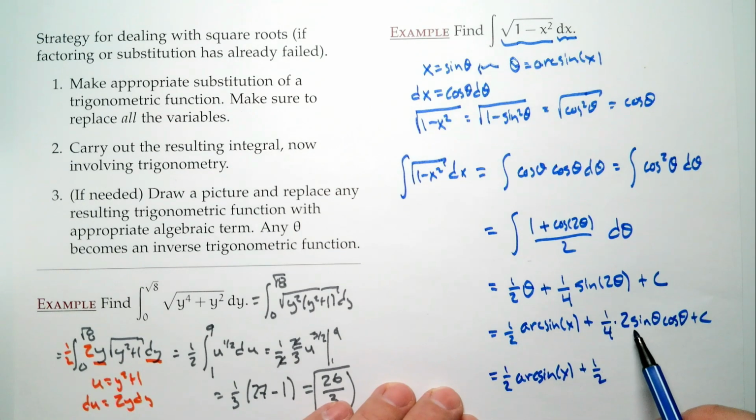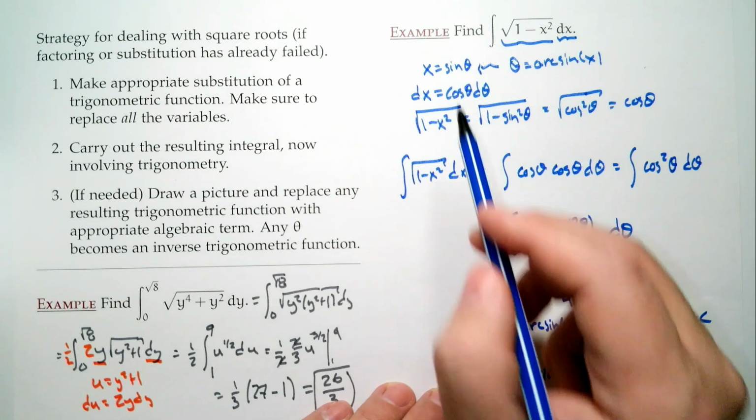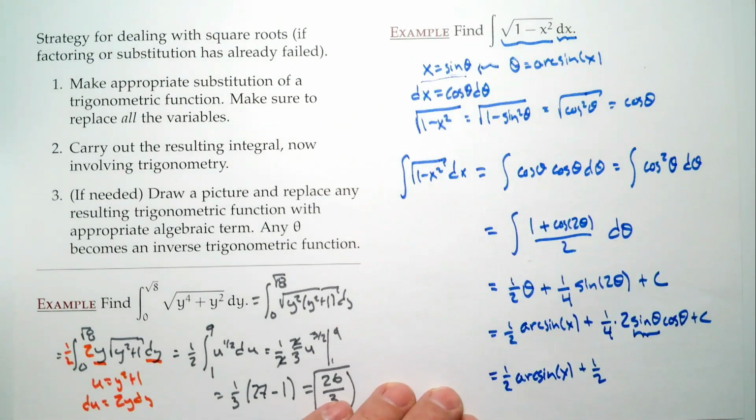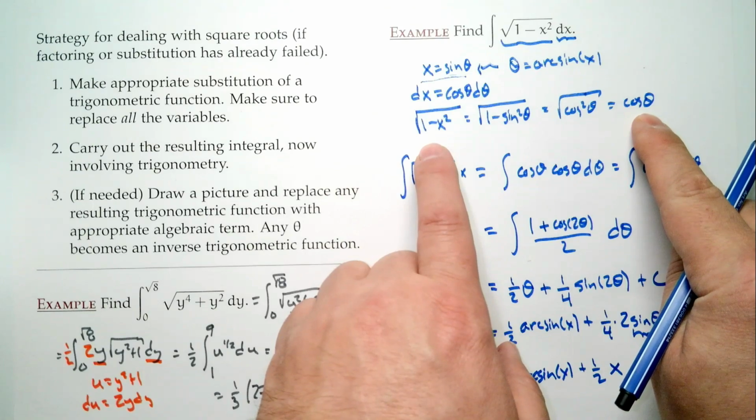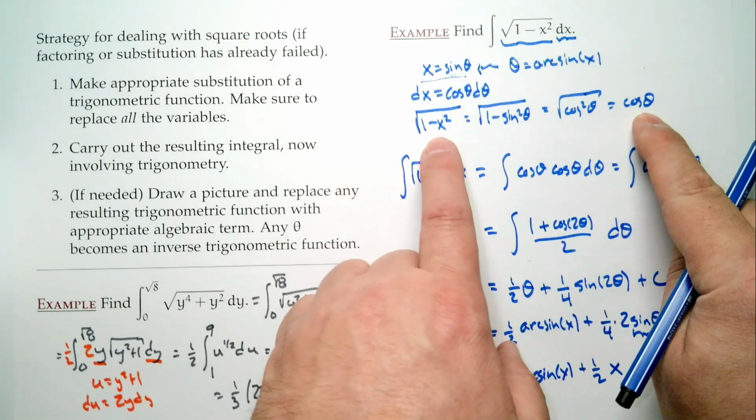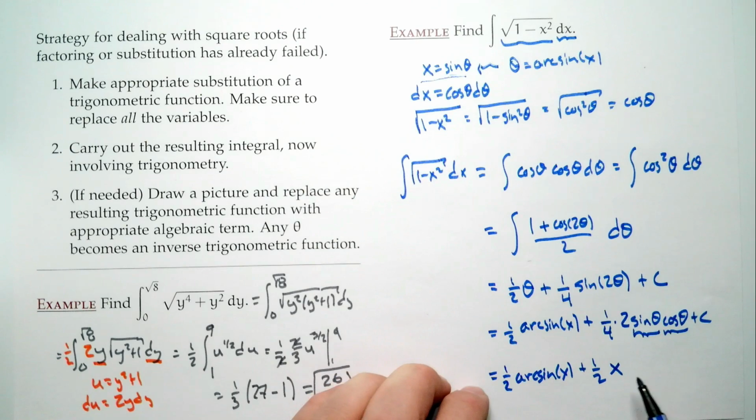What does that become? X, because we said it right here. X equals sine theta. What about cosine theta? All right, well, you can do 2 things. One is you can say, we have it right there. It says cosine theta is the square root of 1 minus x squared. Okay.